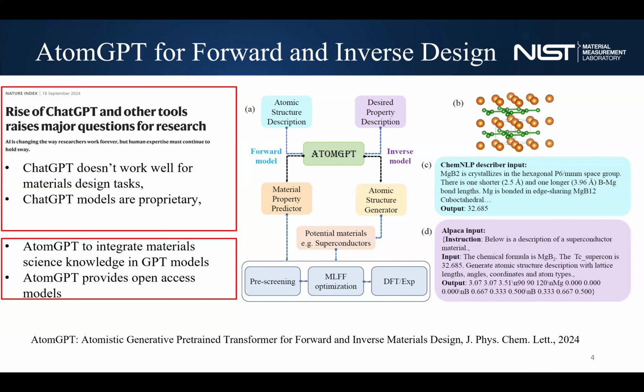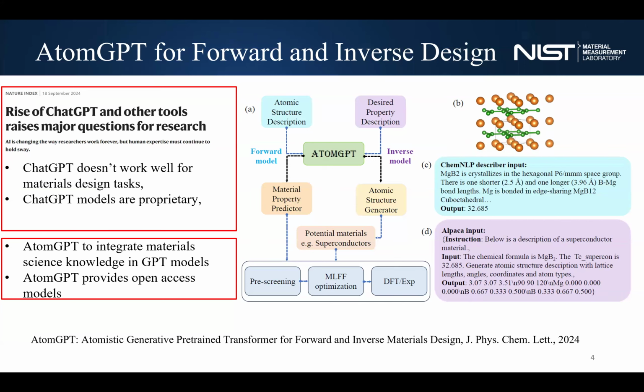Computers do not know physics or chemistry, they understand only numbers. So for example, for GPT models, we can use the ChemNLP based describer to generate a description of any crystal structure. For magnesium boride, it generated this description, and if I feed this to the model, it will predict the TC, the transition temperature.